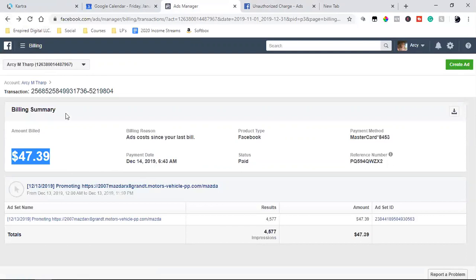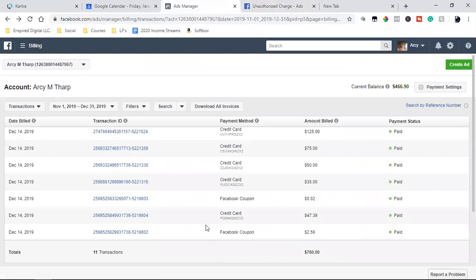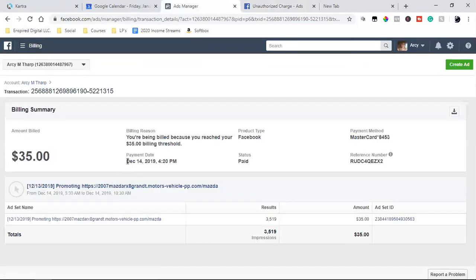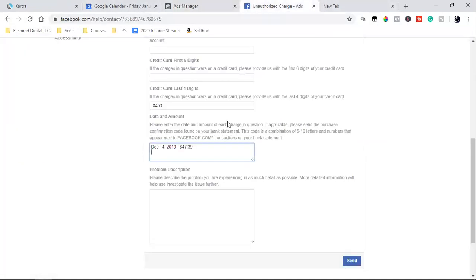It was, well, that was one of them, no? Yeah, that was one of them. I'm going to all of them. And then the 14th. But no, that first one was 2 point something. No, but that's a coupon. Let me look at that again. It doesn't look like it's a charge. It's not a charge. And then this one was $35.